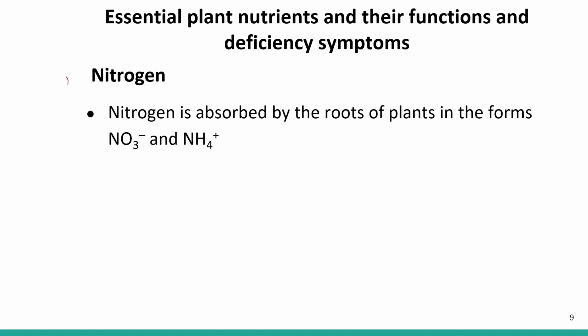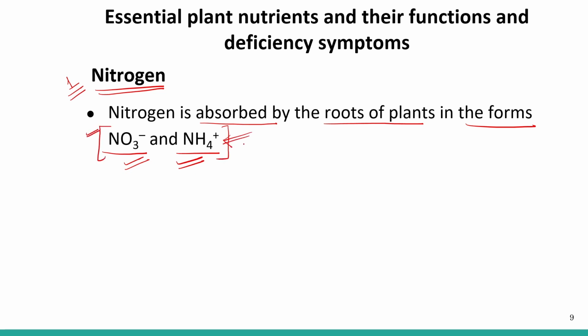Okay, so let us talk about the first essential macronutrient, nitrogen. Nitrogen is absorbed by the roots of the plants in the form of nitrate ion and ammonium ion. These are the two very important ions of nitrogen. Plants always absorb nitrogen in these forms. Though 72% of air is nitrogen, they do not take this nitrogen in the gaseous form. They always take nitrogen in ionic form, right?